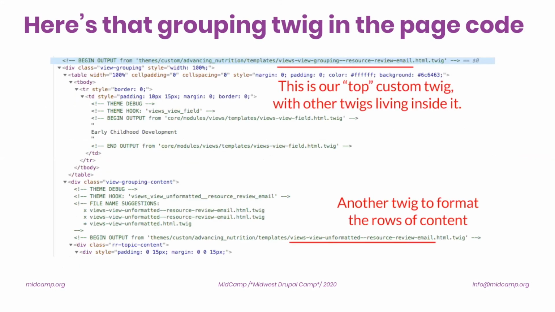And so this is how that looks in the code. And you see the name of that Twig with the red underline and where I saved it in my custom theme folder. So this is kind of the top parent Twig. And then I have another Twig below that that is for each row of content. And again, that's saved in my custom theme folder. And that has also been rewritten to include custom inline styles.